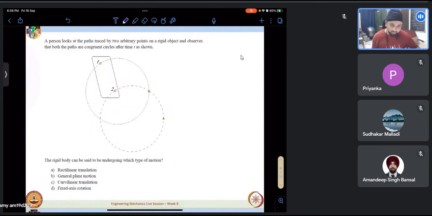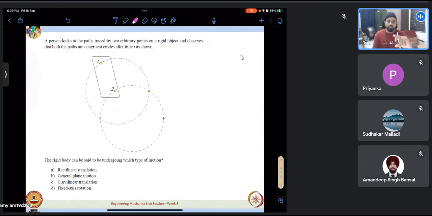So just to keep it a little more interactive, I would urge that we take a small poll on this as to what you think. So let me read the question out. A person looks at the paths traced by two arbitrary points on a rigid body. So this is the rigid body that we are talking about. And then we have 2 points, 1 and 2. And the person observes that both the paths are congruent circles at some time t.